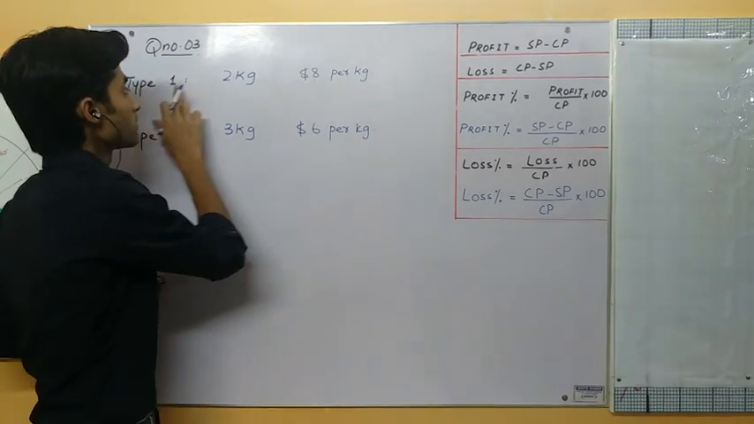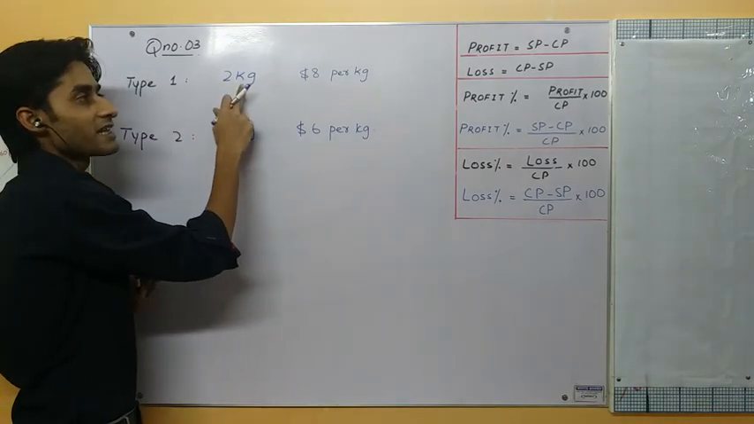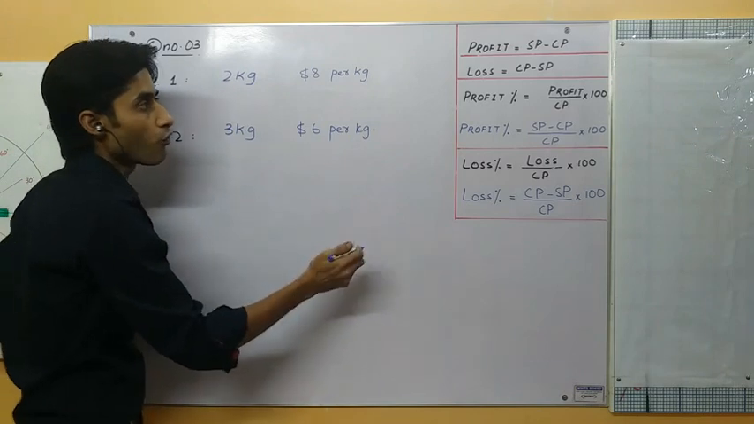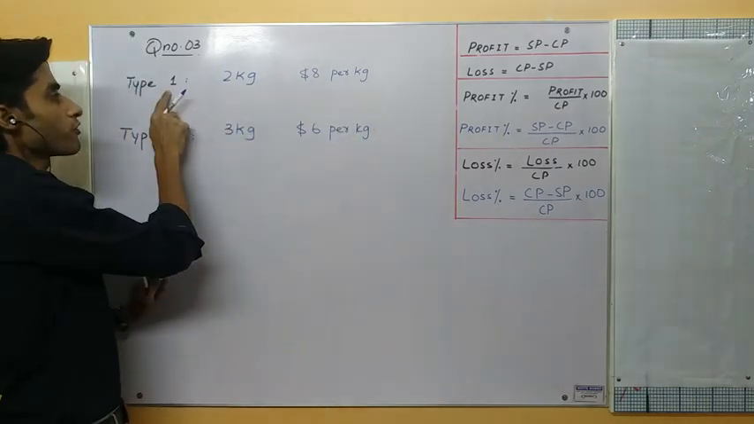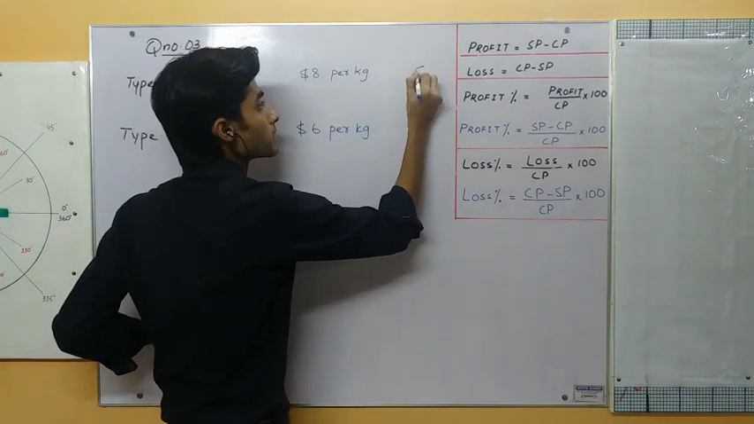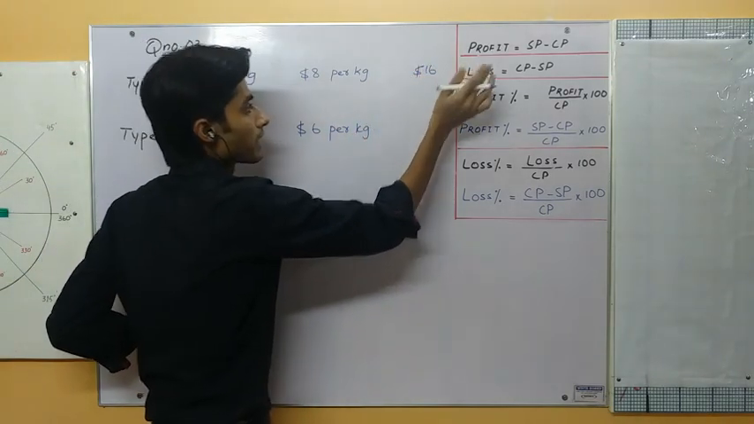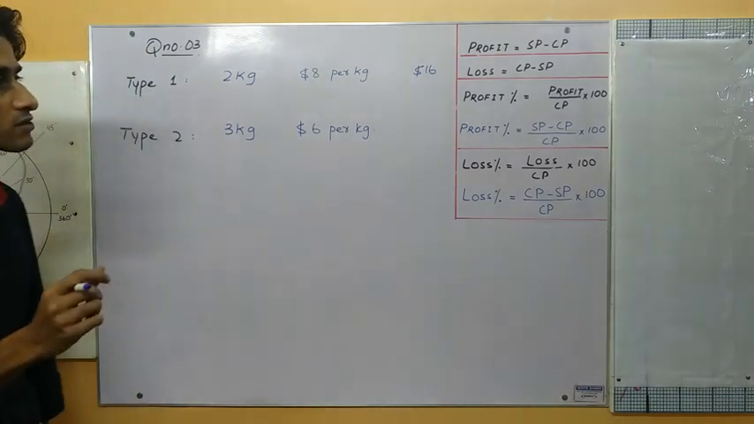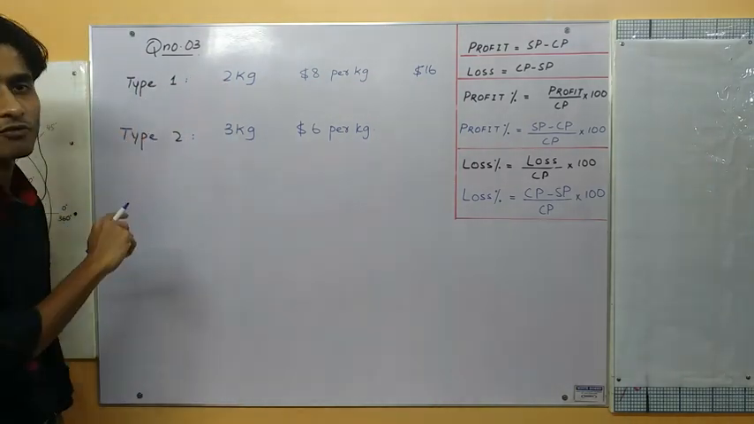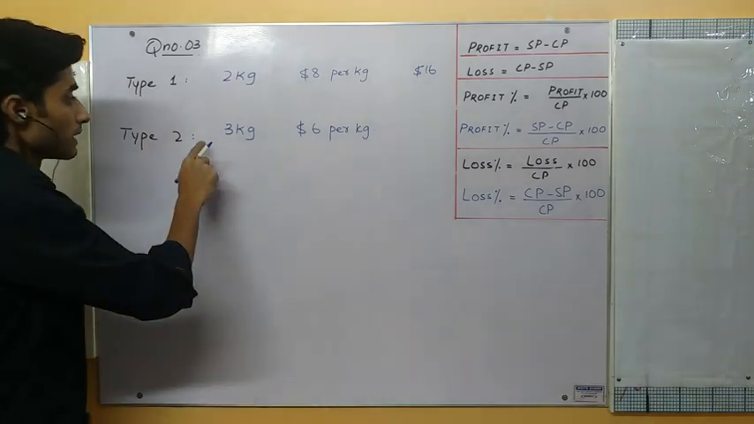First of all, this is type 1. 2 kg has been mixed, and what does 1 kg cost him? $8. So what is the total cost of first butter that he has? 8 multiplied by 2 is $16. Okay? He has actually taken $16 and bought 2 kg of this first type of butter.